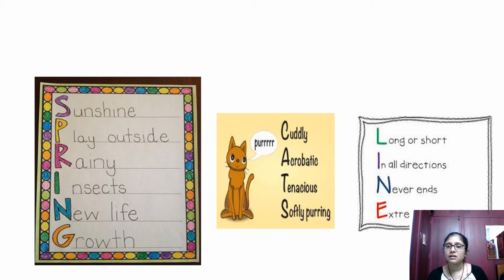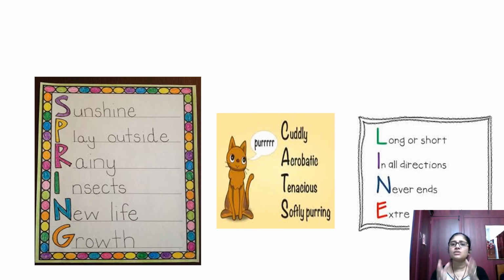The next title is line. This is one of my favorite acrostic poems. Long or short, a line can be long or short. A line can be in any direction. A line never ends. A line, extremely, it is straight. So what we call it as a line? A line when it is straight. A line can be long. A line can be short. A line can be in any direction. A line never ends at times, and it's straight.